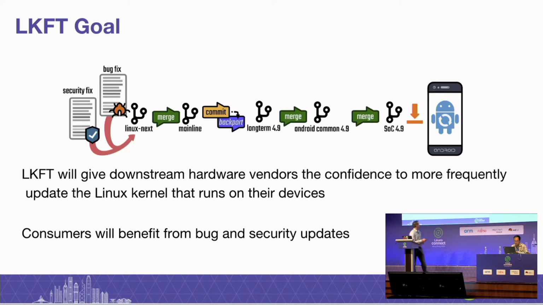So here's really the goal. We're going to go from bug fixes and security fixes. Those make their way to next, into mainline. They're merged into the long-term stable trees. Those are then merged into Android Common. Those are merged into SoC trees, make their way to the carrier where they're downloaded onto the phone.